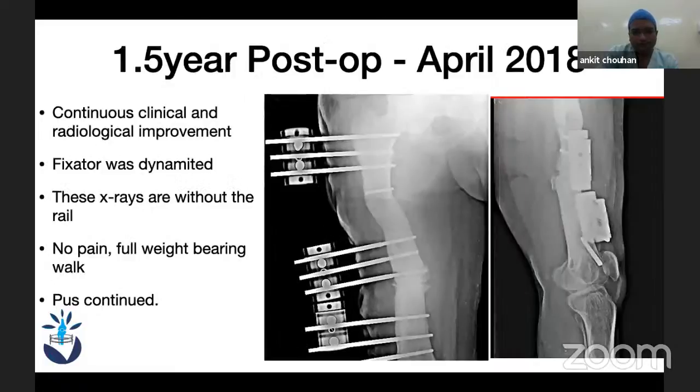And fast forward to 1.5 years, this X-ray was taken without the rail. In the last 10 to 12 months, the patient had been walking with weight bearing, which was gradually increased, and the fixator was also dynamized. There was no pain on weight bearing. He was able to walk without any support. But pus continued from the fracture site and the pin just proximal to it on an on and off basis. The patient used to take oral antibiotics when the pus discharge increased.